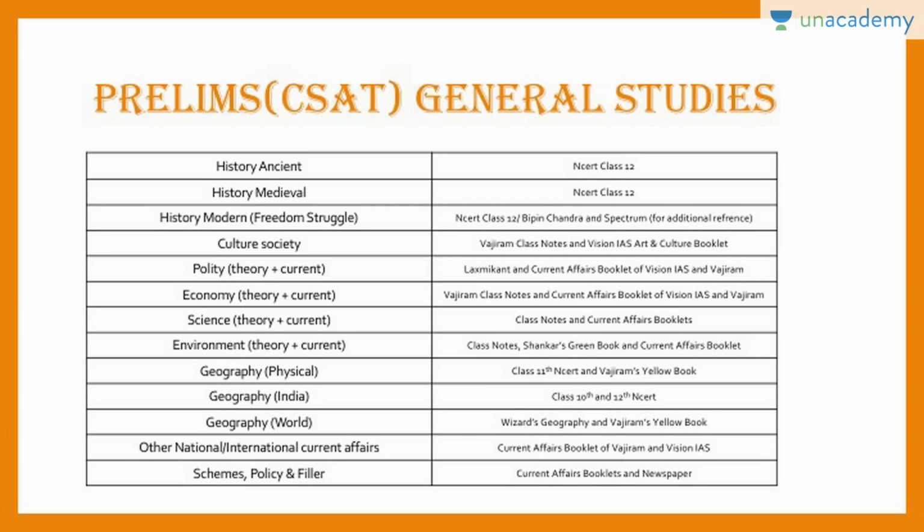For environment, I think Shankar Academy has brought out this very good green book. So I consulted that and I found it pretty sufficient. Apart from that, even in environment and ecology, things change every day. One fine day, the Art of Living culture festival happens and they destroy the Yamuna floodplains. Then on the other day, the Red Book data comes out. So, you know, things keep happening.